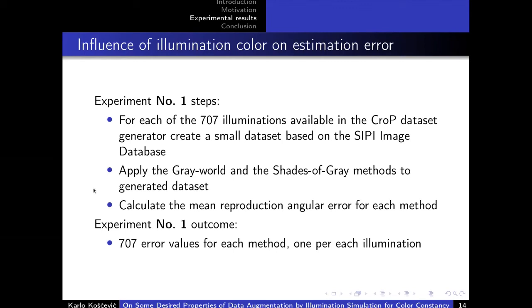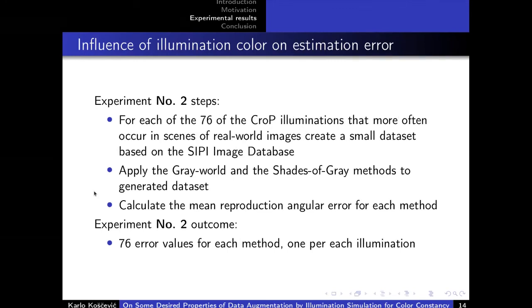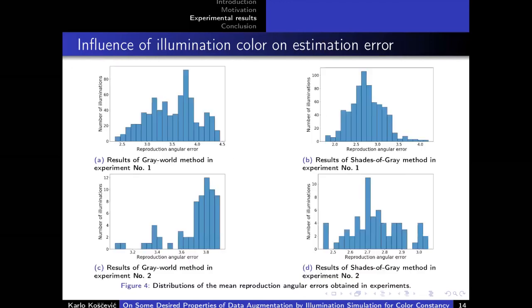And in the second experiment, we did the same steps, but now we used only 76 illuminations, and these illuminations were illuminations in the crop dataset that were closest to illuminations of the Q plus dataset, which is actually a real-world dataset for illumination estimation. So basically, here we used real-world illuminations. And here you can see the results.